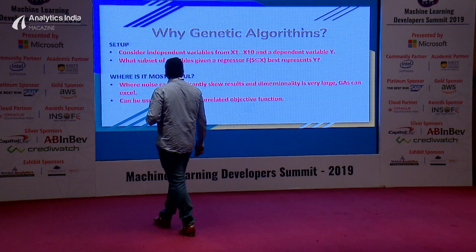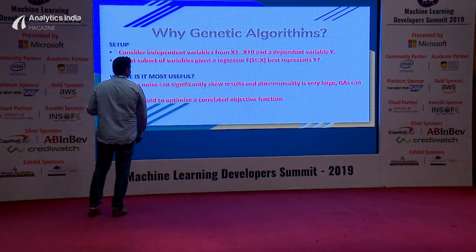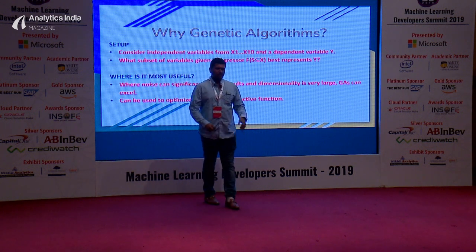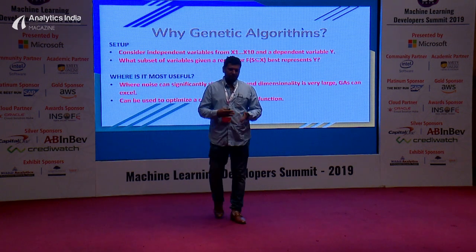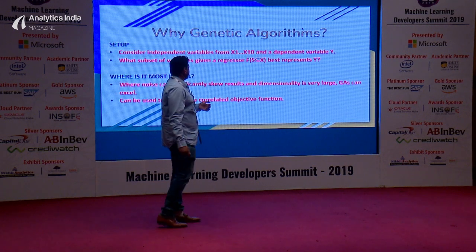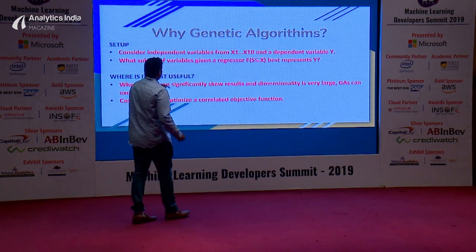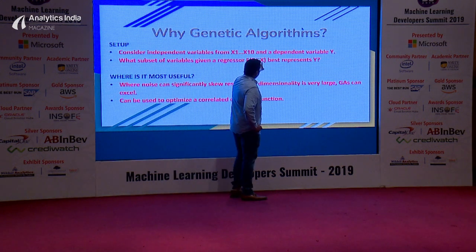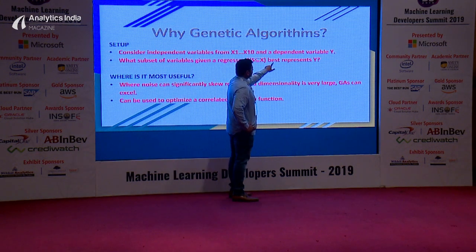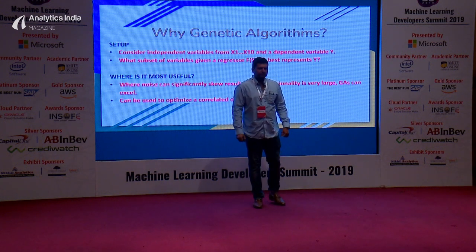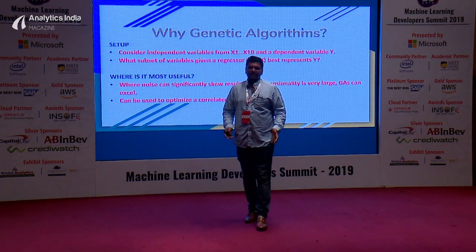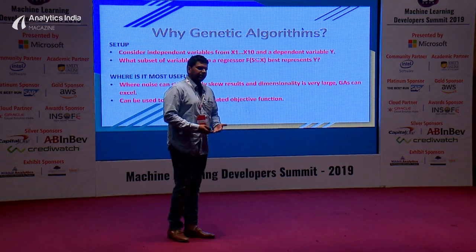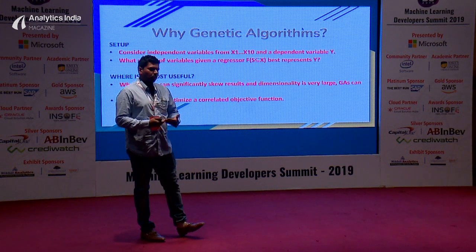So why genetic algorithms? Consider independent variables from just x1 to x10. You have 10 variables, and I want to make this a simple problem to start with, so that we don't complicate it with 1,000 variables. What subset of x, given a regressor, and taking a function of that, best represents y? Let's say that subset is x1, x2, x3, for example. You want to be able to find that subset which best represents y.